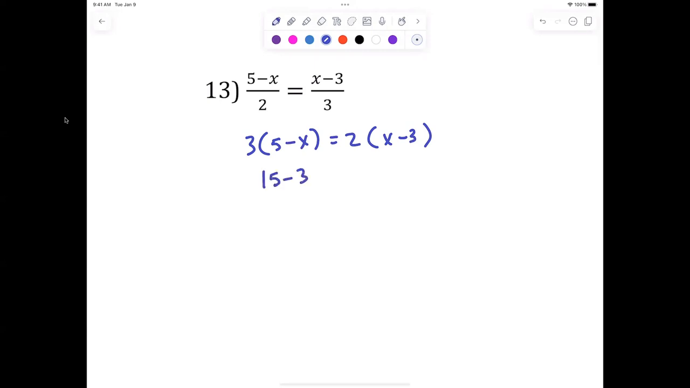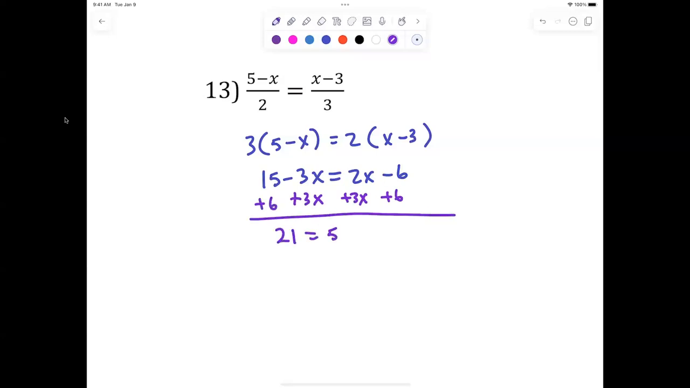15 minus 3x equals 2x minus 6. Now, once again, I'm adding the 3x. The reason why I'm adding the 3x is because I want the variable to be positive. Adding 6. All right, so now I have 21 equals 5x. So x is again 21 divided by 5.